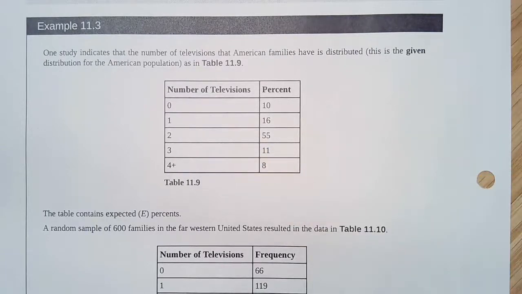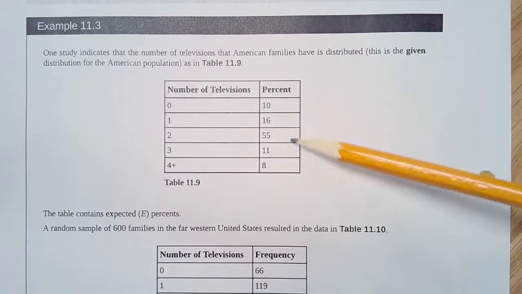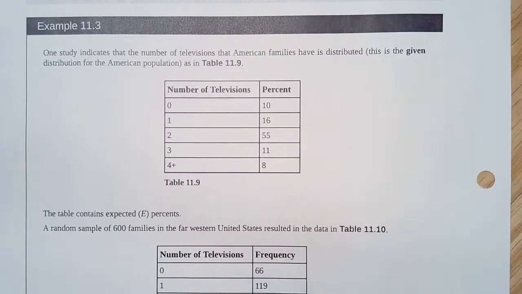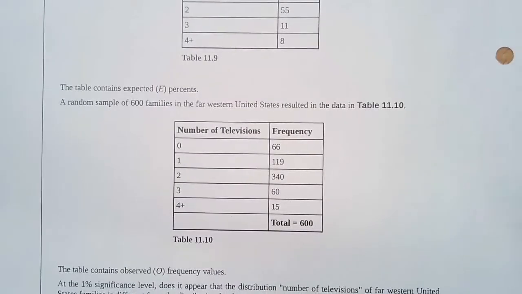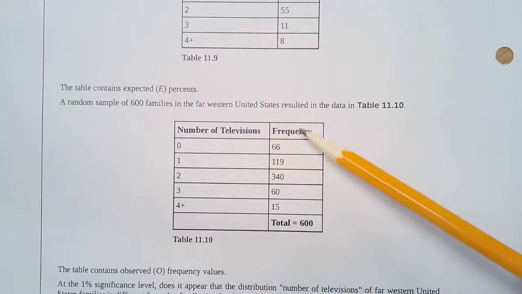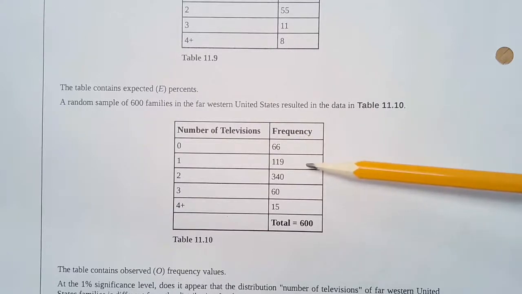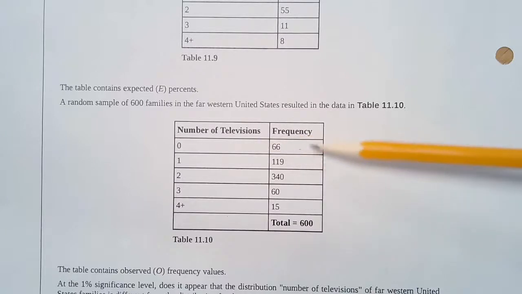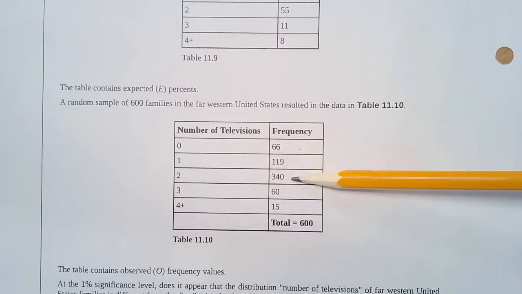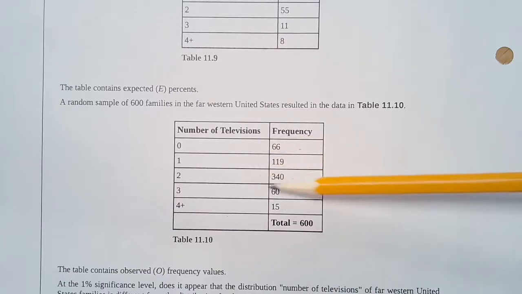Okay, so we're going to take a sample. So this is our expected, and now we're going to take a sample. We have a sample of 600 families in the far western United States, and this is what we actually get out of the 600. So we have 66 have 0, 119 have 1, 342 have 2, 63 have 3, and 15 have 4 or more.